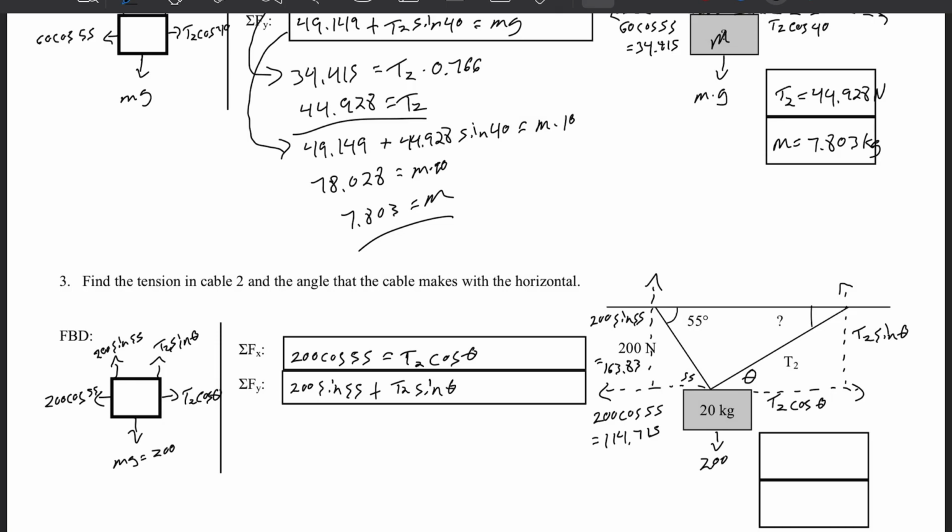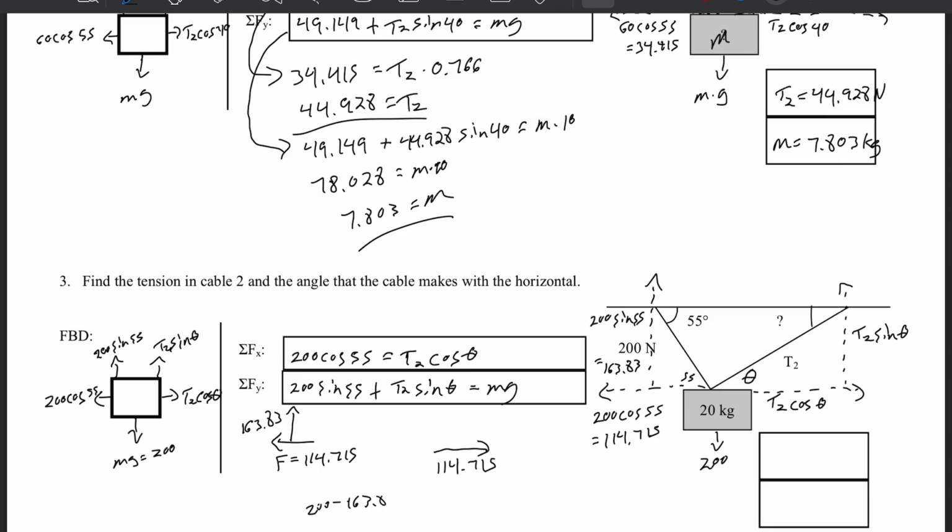Now don't forget they are balanced. That means whatever is pulling to the left is pulling to the right. So if 114.715 is pulling to the left, that means the force pulling to the right is also 114.715. Now pulling up on the left side is 163.83. Pulling up on the right side is not also 163.83. It is whatever you have to add to 163.83 to balance it to 200 down.